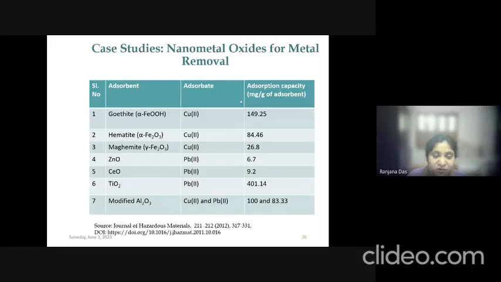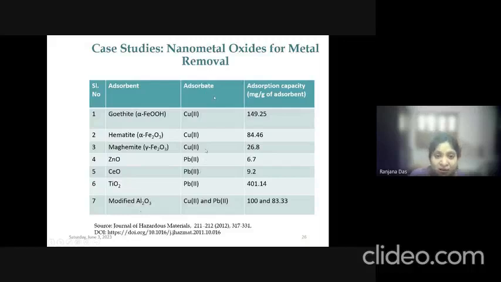These are some of the examples of the nano oxides which are used for heavy metal removal. The first one is graphite, also called rust, the smart rust. Normally it is termed smart rust now. Hematite, magnetite, maghemite, zinc oxide, cerium oxide, titanium oxide, and modified aluminum oxide. All those are nano oxides. They are very efficient absorbents with a good absorption capacity for heavy metals.